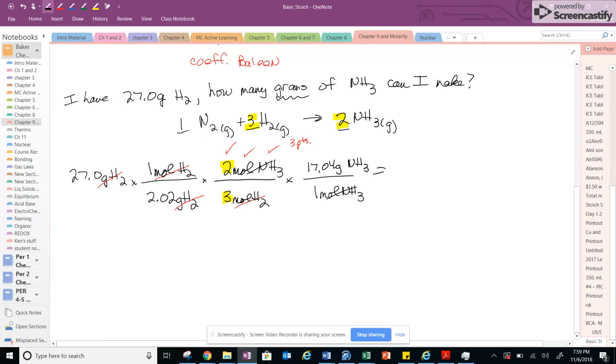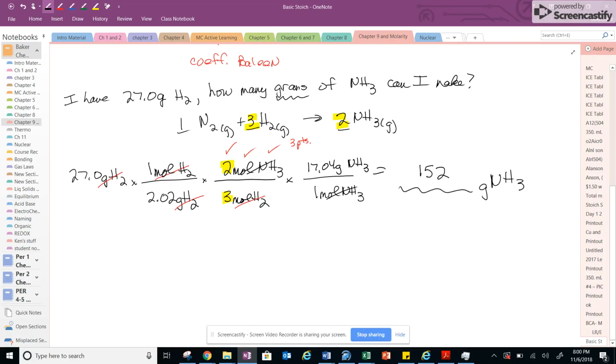Now all I need to do is do my math. All my units have canceled out. I guess you guys can figure out that math. That many grams of NH3. Well, I suppose I better do this for you. So I'm going to do 27 divided by 2.02 times 2 divided by 3 times 17.04. And I need to round it to 3 sig figs. So it's actually going to be making 152 grams of ammonia.